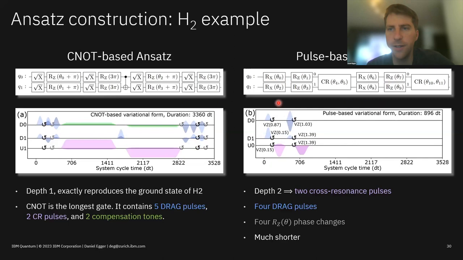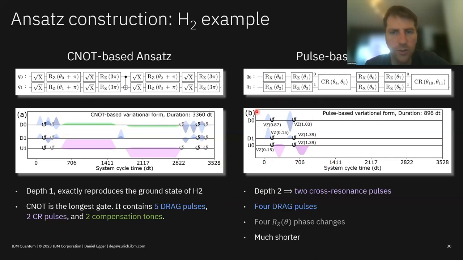Now in the pulse-based Ansatz, here I have a depth 2 Ansatz. If I schedule this, you can see here that we have the 2 DRAG pulses shown here. Then we have some frame changes here. These correspond to these 2 instructions. And then we have the cross resonance tone shown here, right? And so a couple of comments to make, and this is something that we saw in simulation. If you do this on H2, the depth 1 CX based Ansatz exactly reproduces the ground state of H2. The CX here is by far the longest gate. And then we have a lot of extra complexity here in the form of these DRAG pulses before and after.